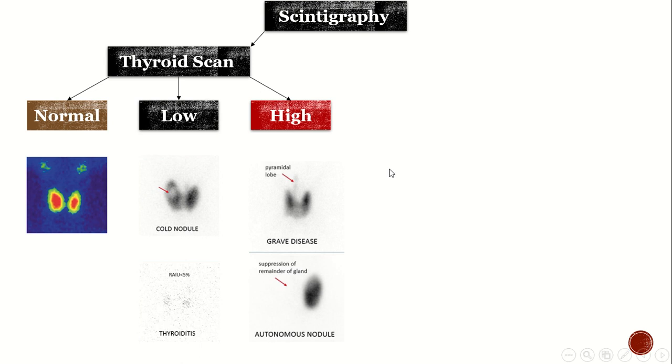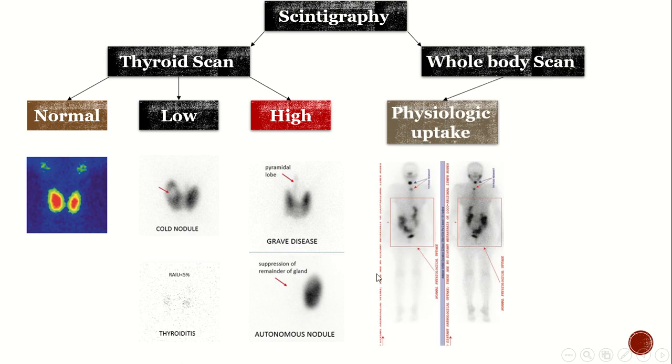And when the uptake is high, it also may be diffused as in Graves' disease or localized as in toxic adenoma. In the whole body scan, we should differentiate between the normal or physiologic uptake, which is seen in the intestine and also in the bladder and also in the salivary glands, from the pathologic uptake.